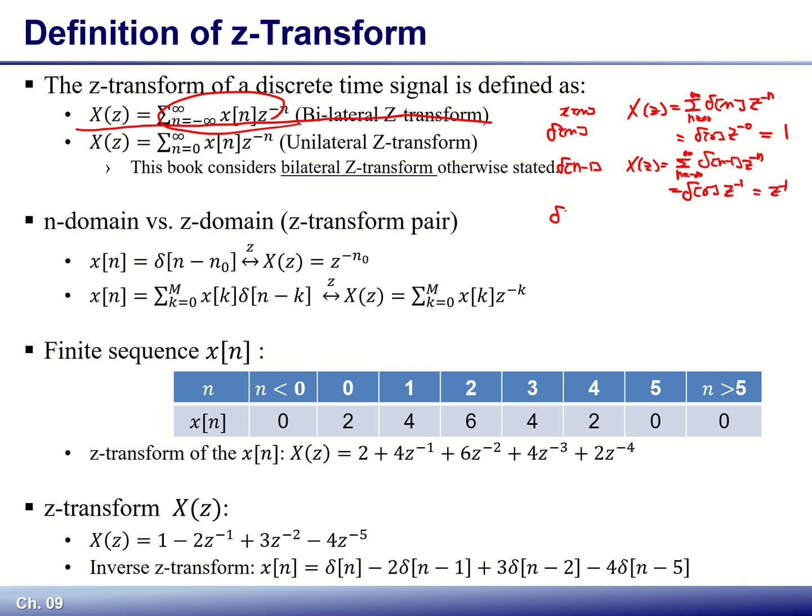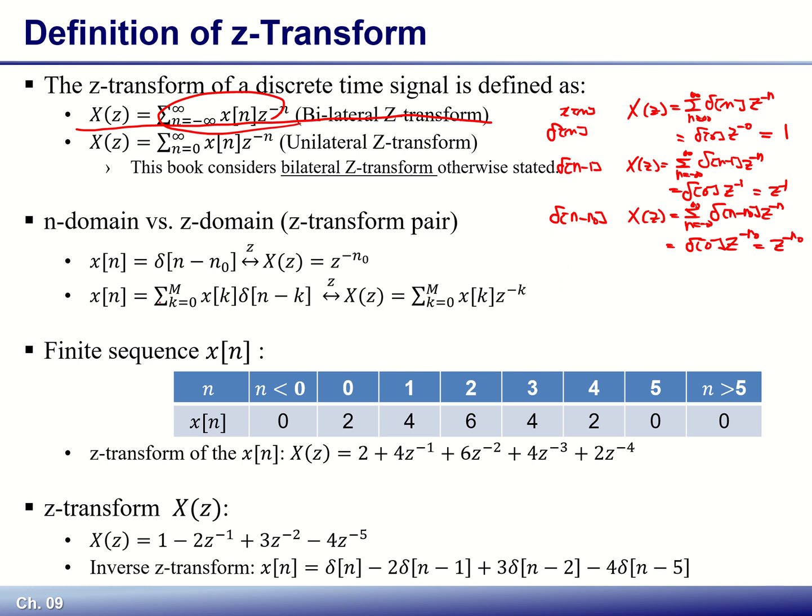What about shifted by n0? Then X(z) will be the sum over n from minus infinity to infinity of delta[n minus n0] z to the minus n. So when n is n0, delta of 0, we get z to the minus n0. So z to the minus n0.